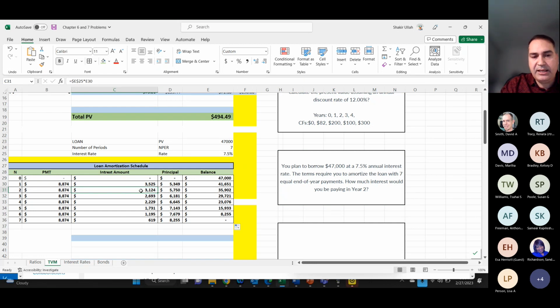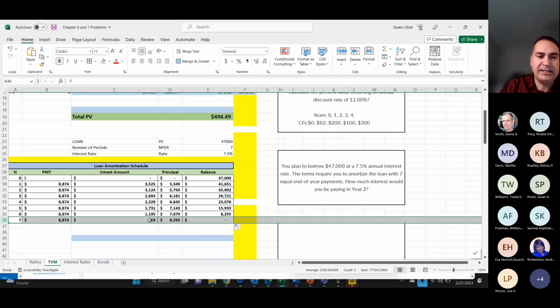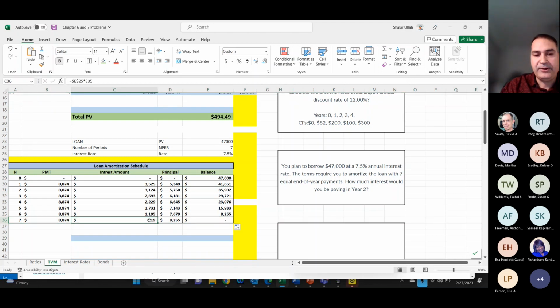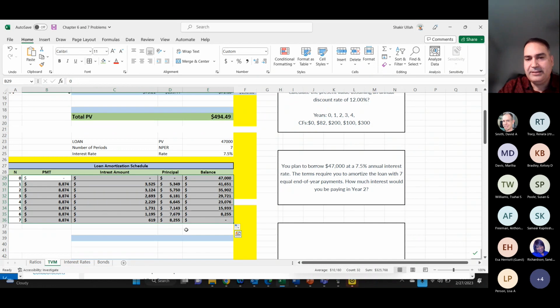Okay. The question can say, well, how much principal would you be paying in year 2? And I have got that right here. It can say how much balance would you owe at the end of year 2. I have that number as well. Okay. It can ask you, for example, how much interest would you pay in the year 7? So that is 619, right? So any question can be asked based on this table, and you will be answering if you have done the table correctly.